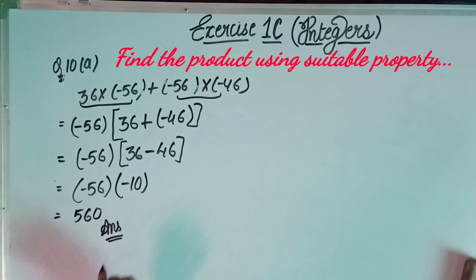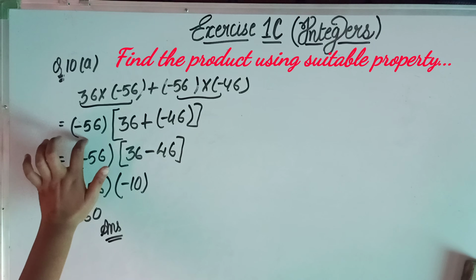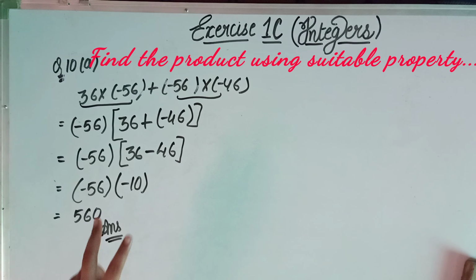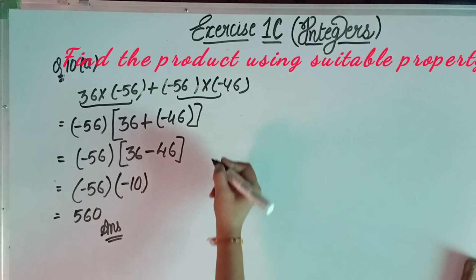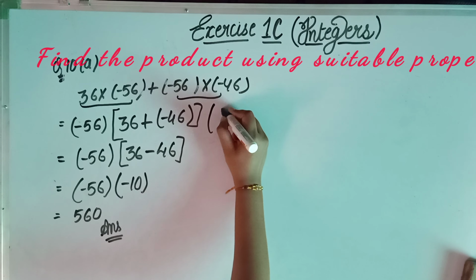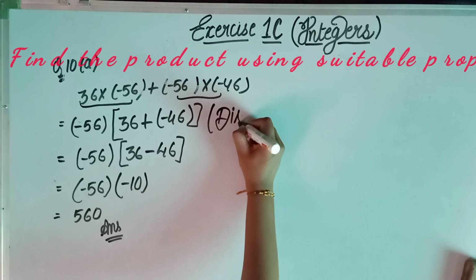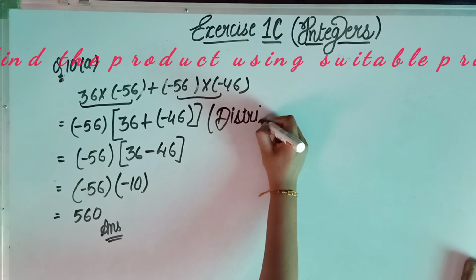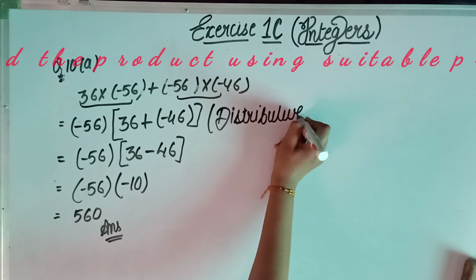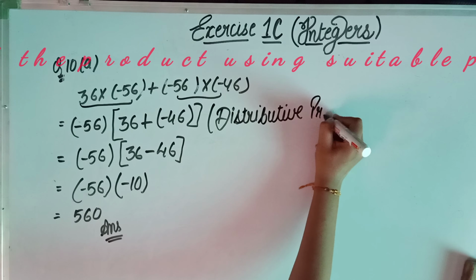And which property is going to be applied into this? I told you, whenever we have three numbers, 1 2 3, three numbers, and two numbers are in the addition. So here we can say that the distributive property is applying over here. Distributive property.